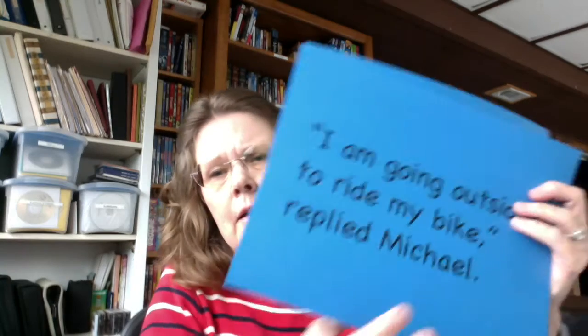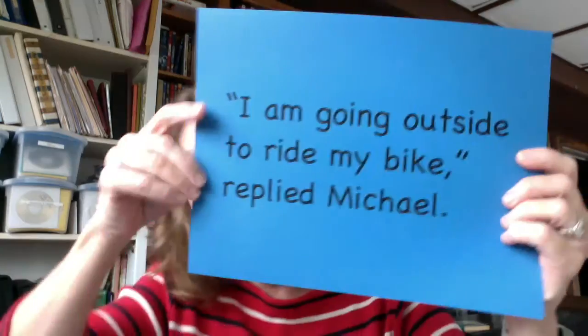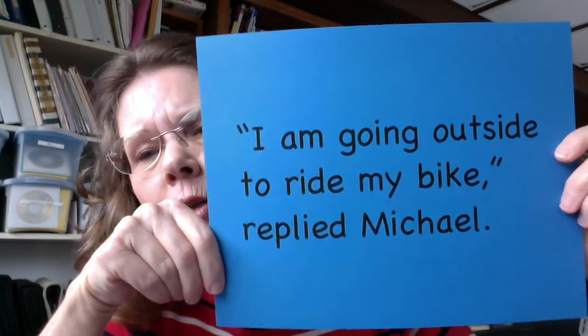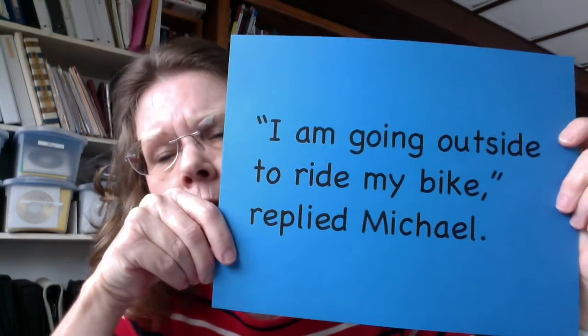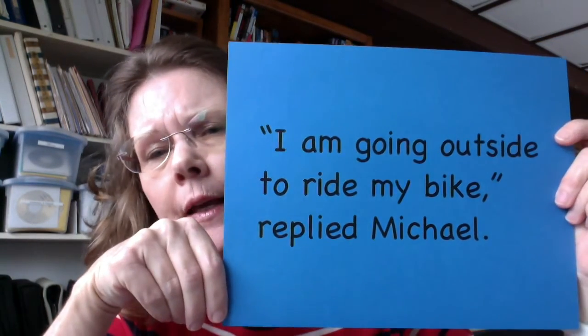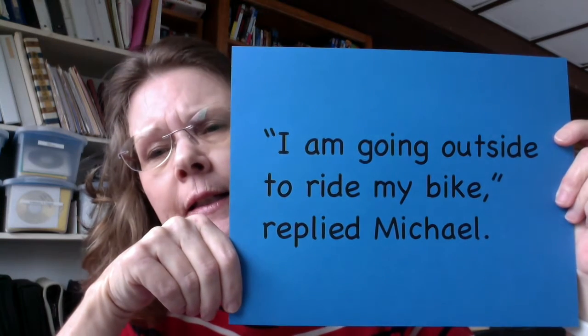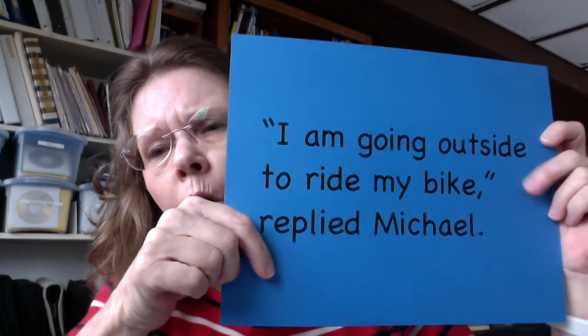Let's see. Okay, this is it right here. This is one that fell. "I am going outside to ride my bike," replied Michael. This is exactly the same thing. What exactly did he say? He said, "I am going outside to ride my bike." So that is what's inside the quotation marks.